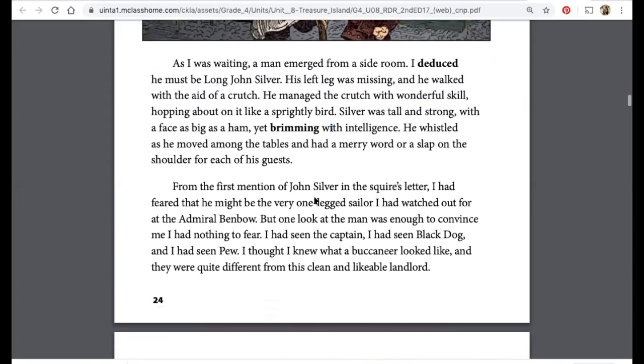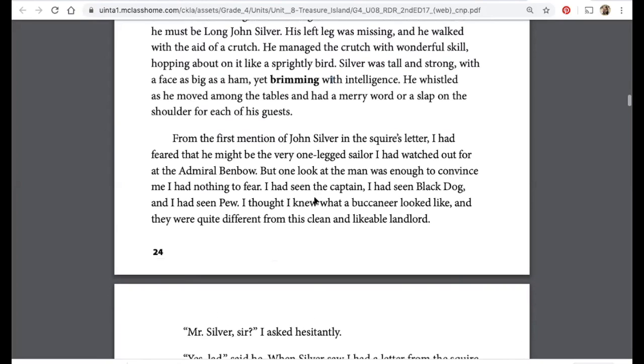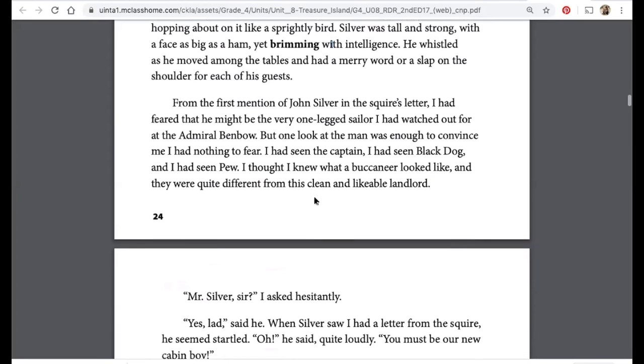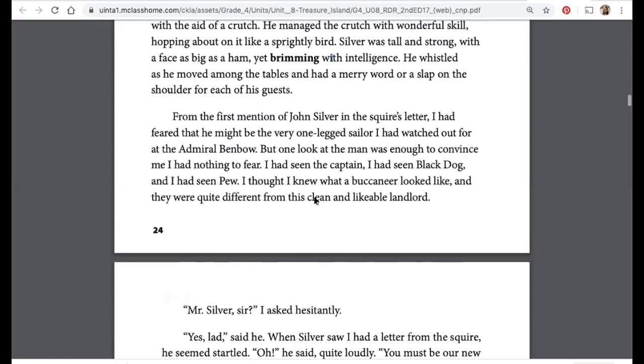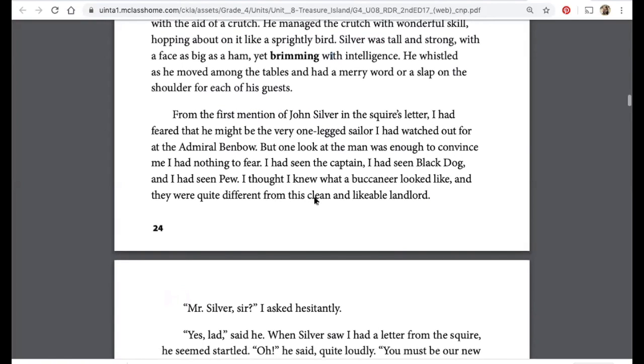From the first mention of John Silver in the squire's letter, I had feared that he might be the very one-legged sailor I had watched out for at the Admiral Benbow.